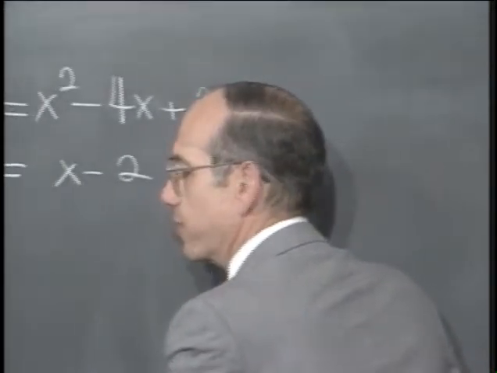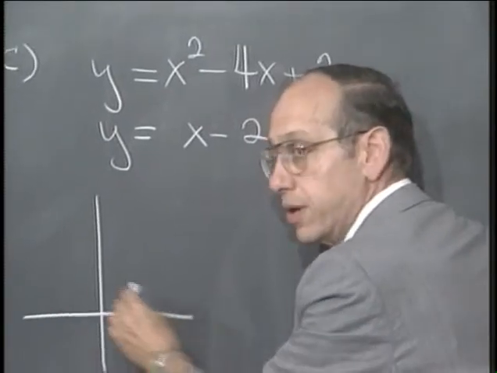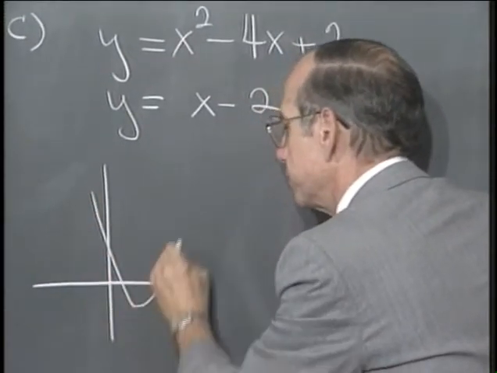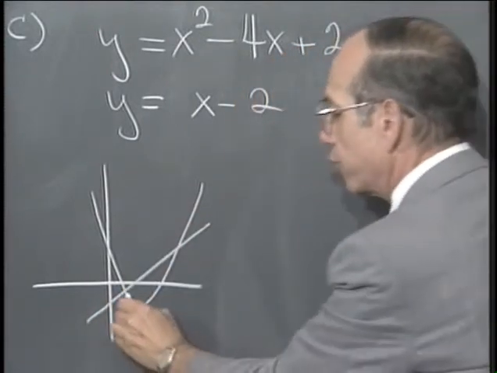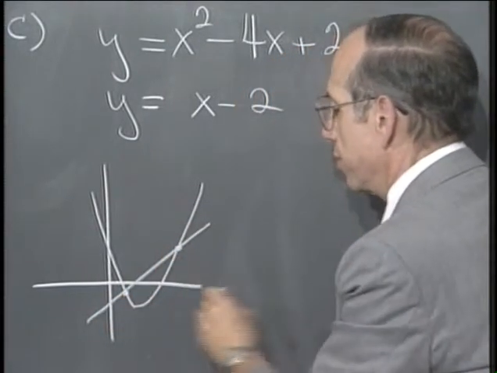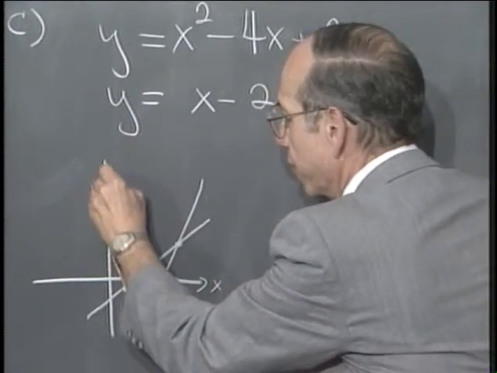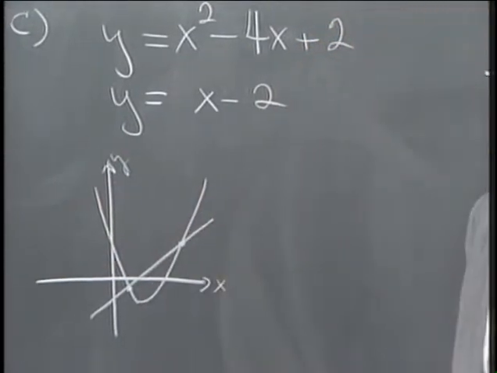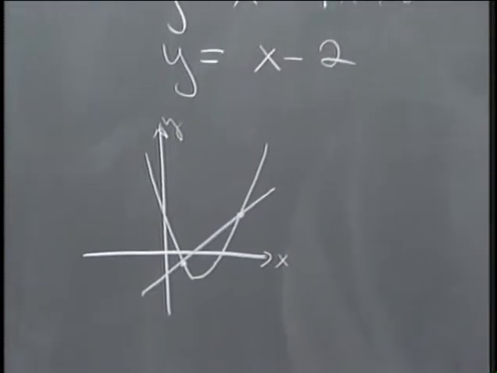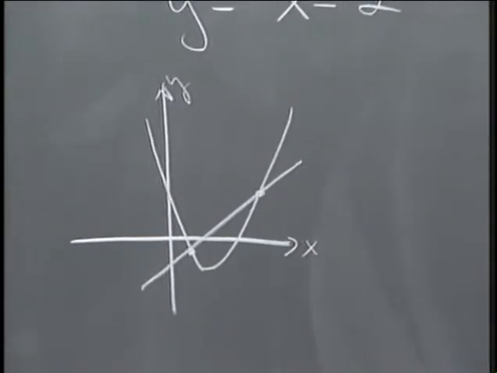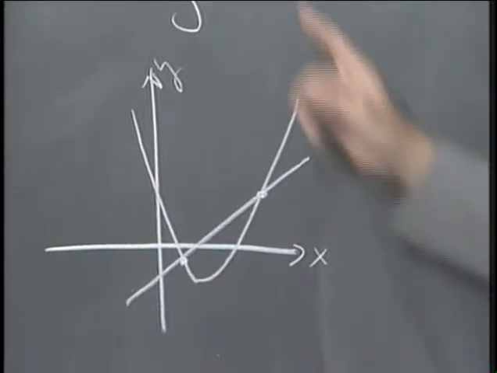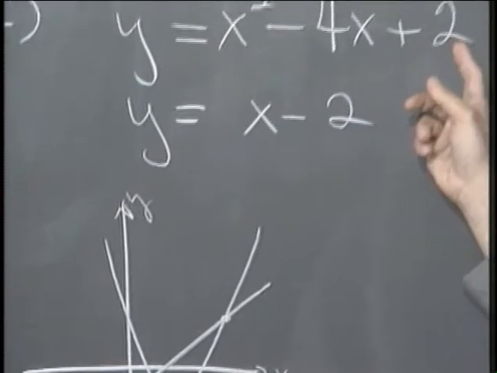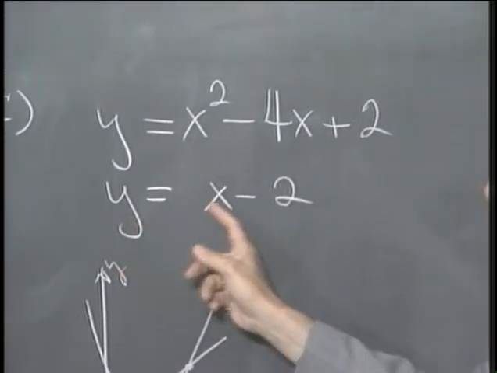Again, I'm going to do one of my little freehand sketches so that we have something to refer to. Here's the parabola. Here's the line. And here are our 2 points of intersection. Now, first, before we do anything else, we should determine the coordinates of those points of intersection. And how do we do that? We do that by solving the two equations simultaneously. All right? We have y equals x squared minus 4x plus 2, and we have y equals x minus 2.